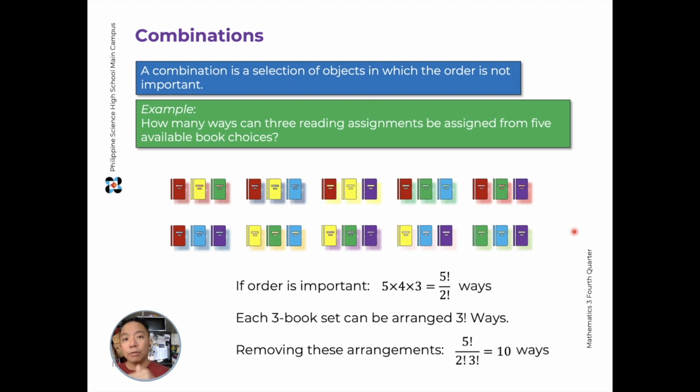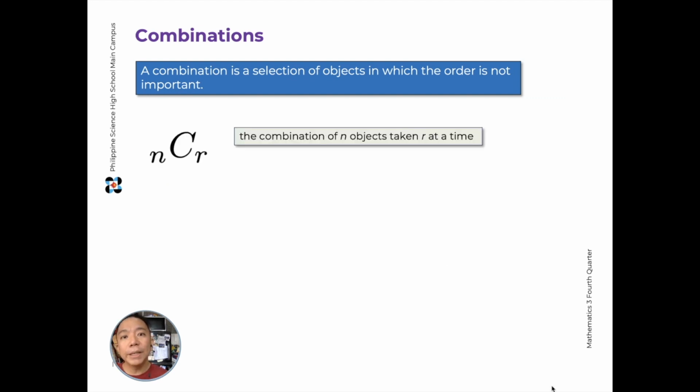So, yung 5 factorial over 2 factorial, that's the number of ways na makakuha tayo ng 3 books out of 5 kung may order. So, 5 times 4 times 3. And yung divide by 3 factorial, yan yung i-disregard natin yung importance ng order dun sa tatlong books na pinili natin. Ang basa natin dito ay yung combination of n objects taken r at a time. Or sometimes, n choose r or n taken r. Those are all valid ways na basahin itong small n, capital C, small r.